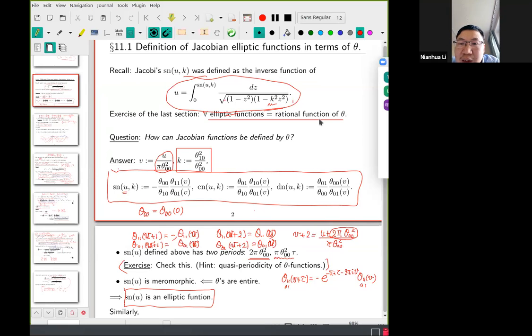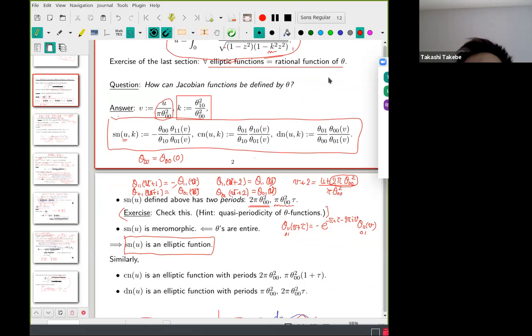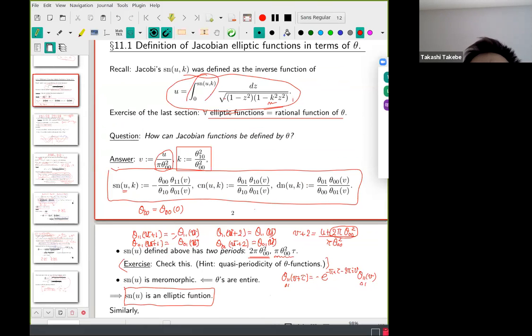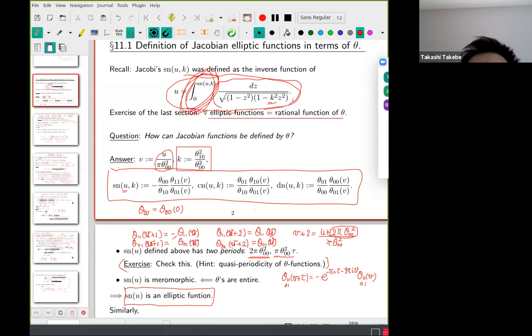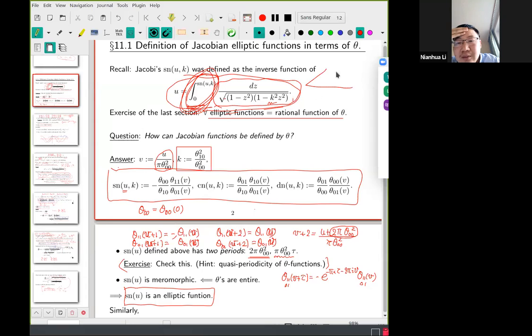But here you just consider the integral on where? I think it is on the real line. Or on the complex plane? This is an integral on the Riemann surface. Oh yeah, we have two cuts.